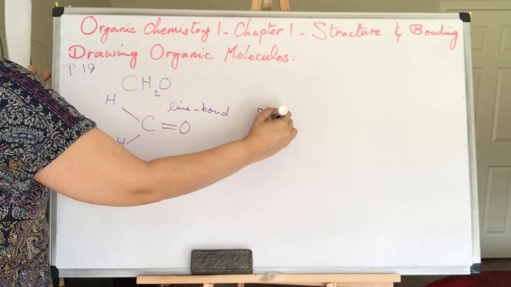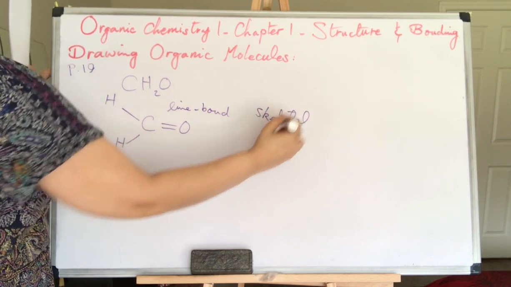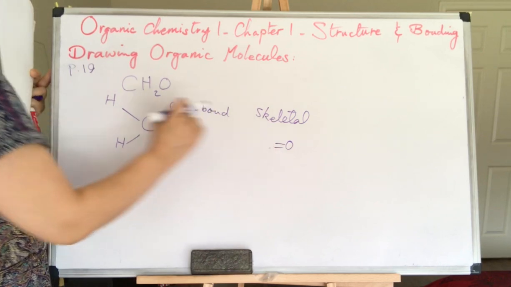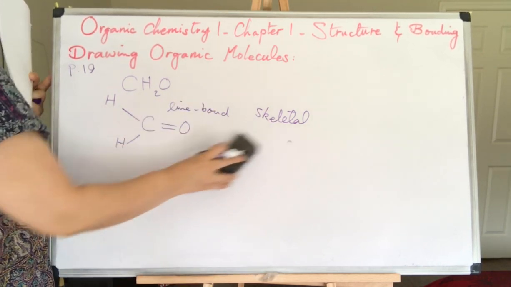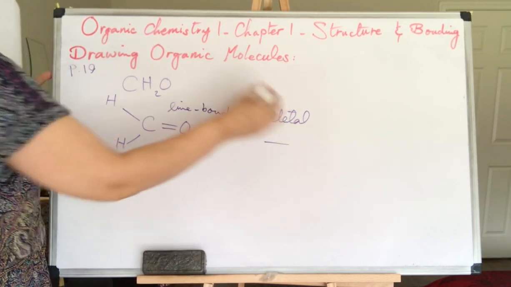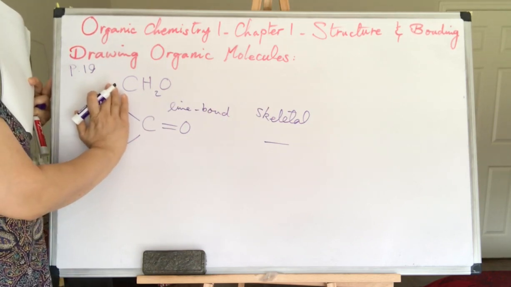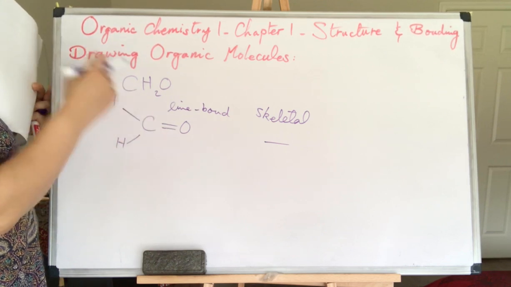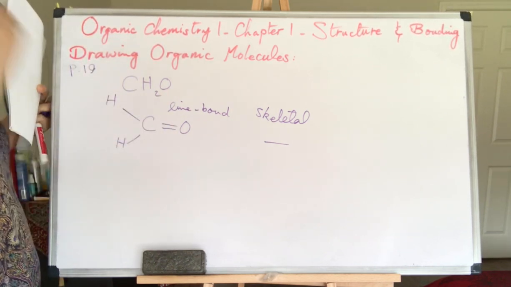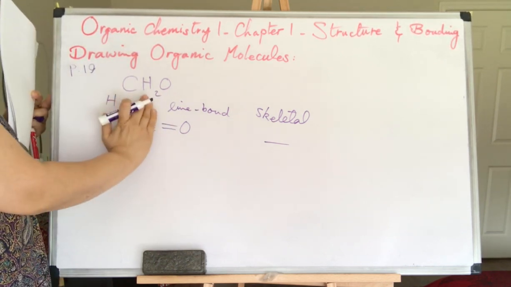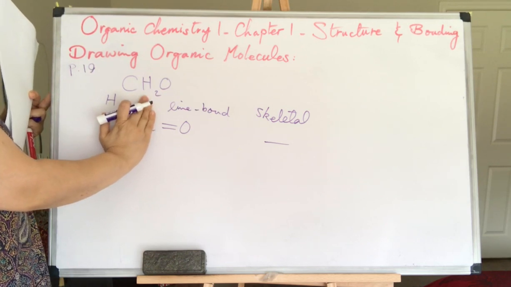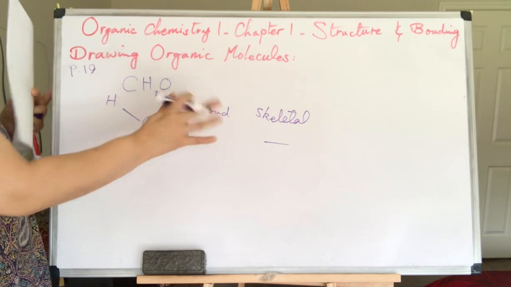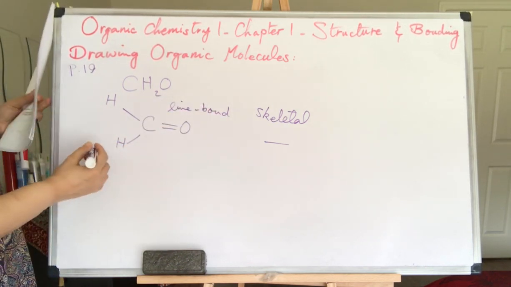Now for a skeletal, you can just say this, right? So literally there is no skeletal structure for this. Because in a skeletal structure, we're not supposed to show the hydrogens, just show carbon and any other atoms attached to carbons. But if you just don't show the carbon either, it doesn't make sense. It's like equals to O or equals to zero. It might be confusing, so we're not gonna show it.